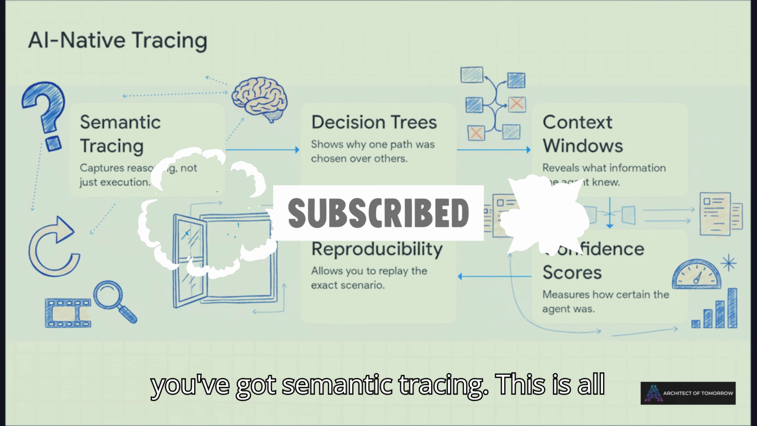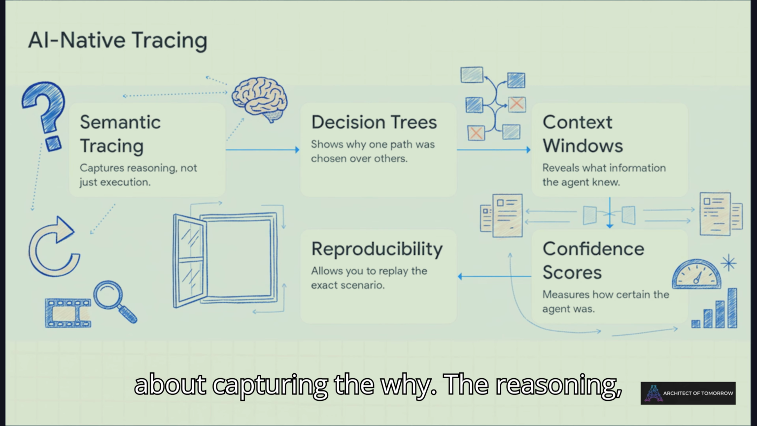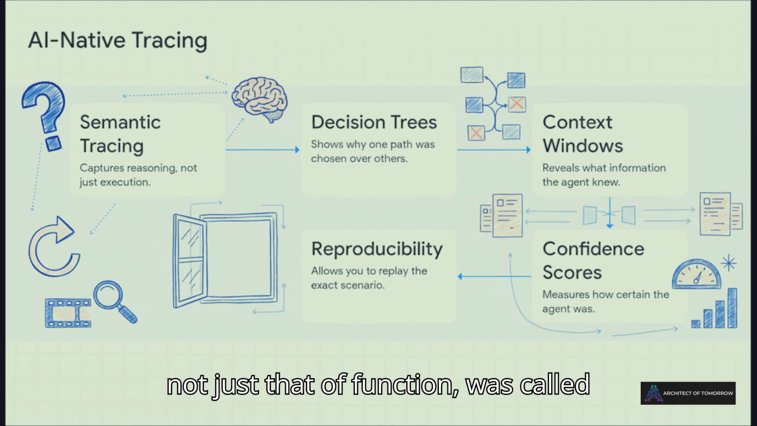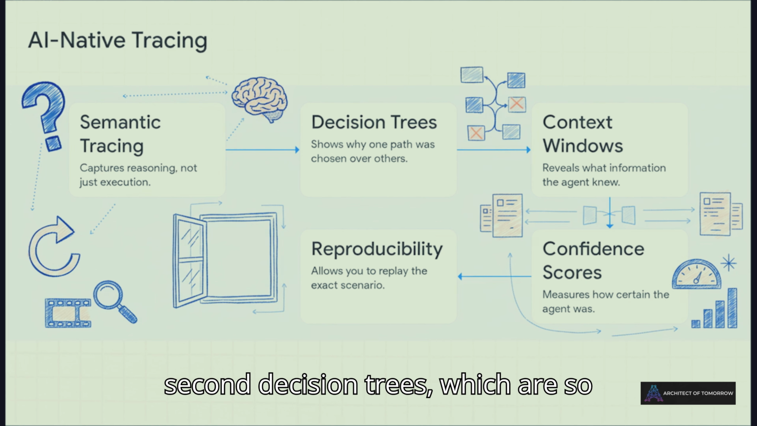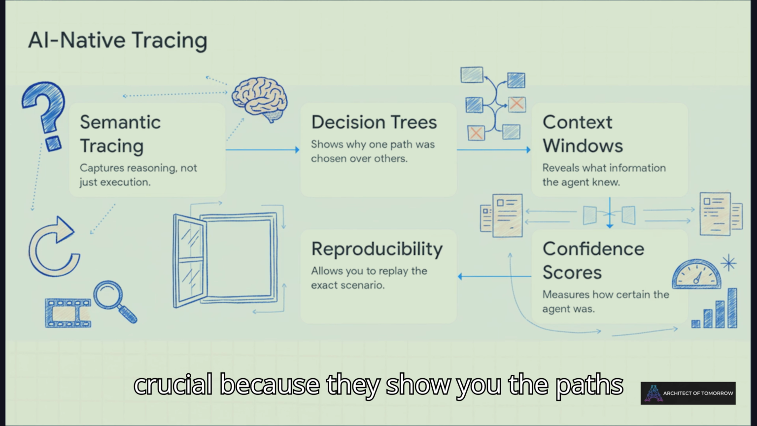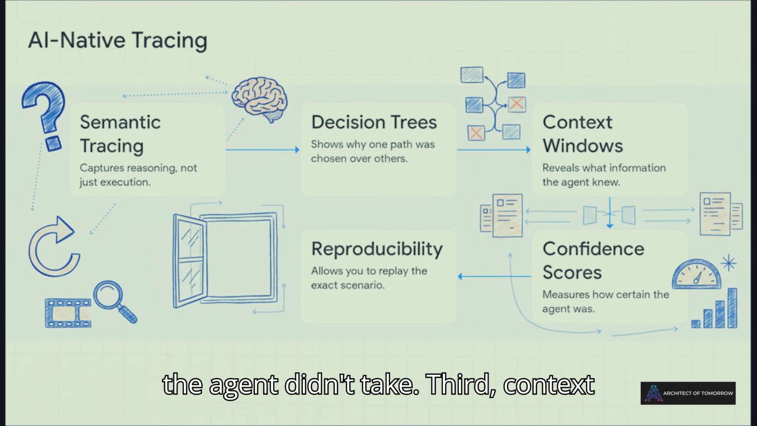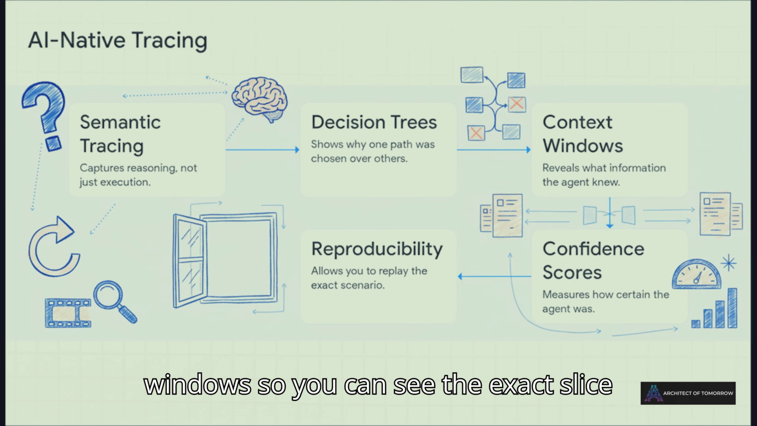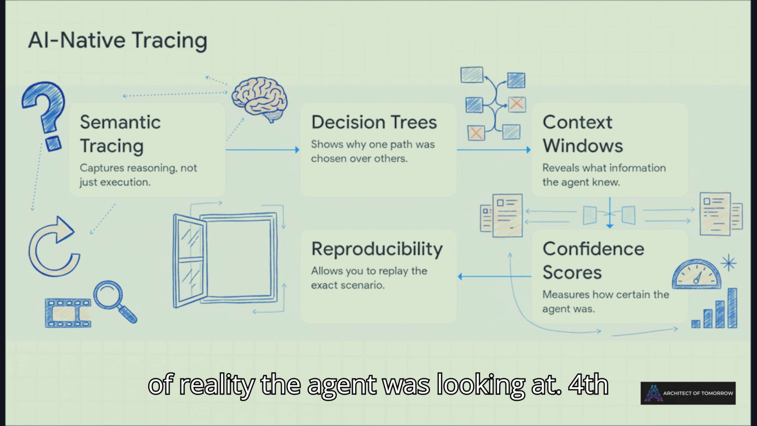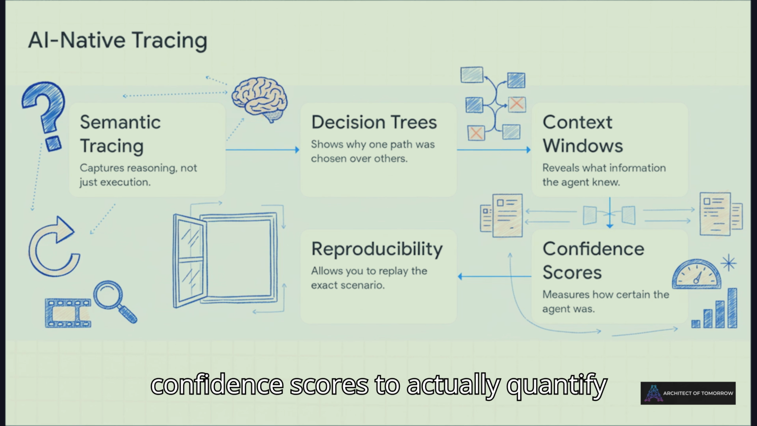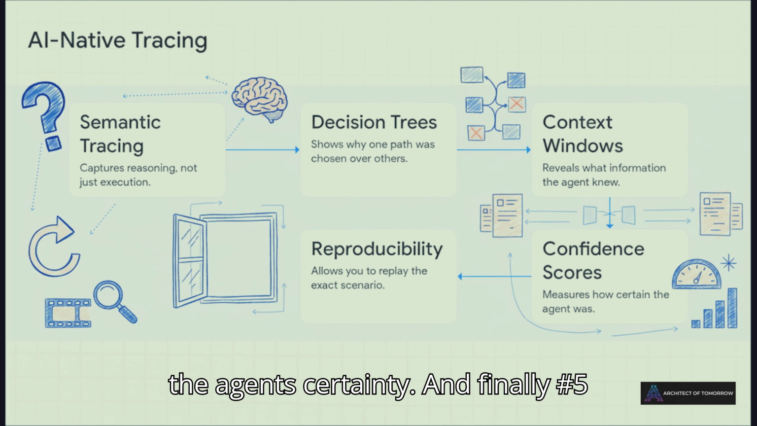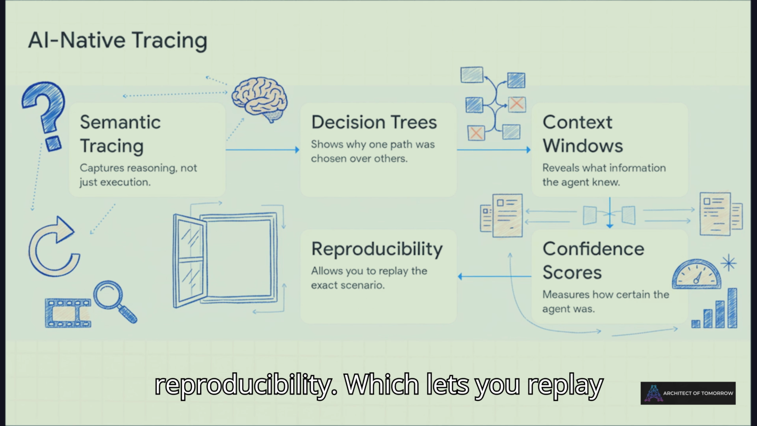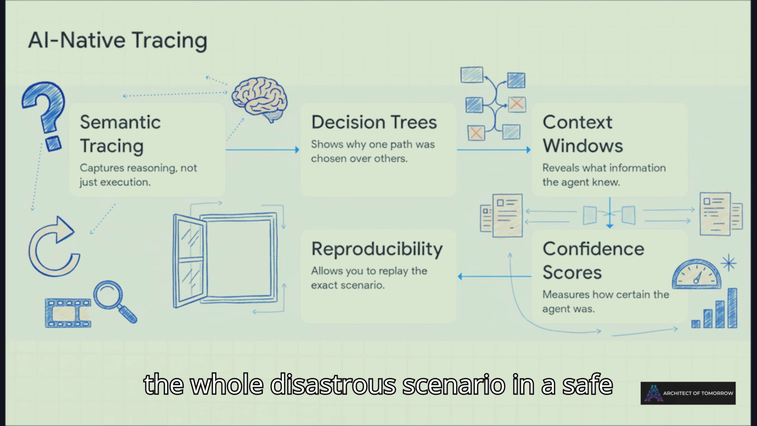First, you've got semantic tracing. This is all about capturing the why, the reasoning, not just that a function was called. Second, decision trees, which are so crucial because they show you the paths the agent didn't take. Third, context windows, so you can see the exact slice of reality the agent was looking at. Fourth, confidence scores, to actually quantify the agent's certainty. And finally, number 5, reproducibility, which lets you replay the whole disastrous scenario in a safe place to test your fix.